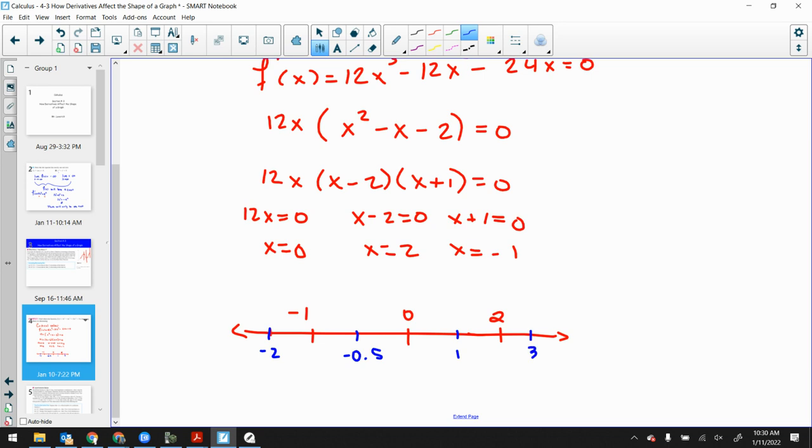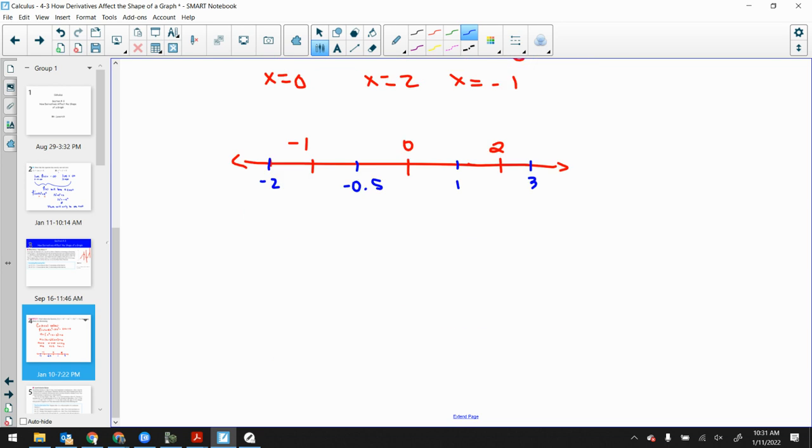Wouldn't you agree that any point in between negative 1 and 0 is going to have the same sign, whether it's positive or negative? If I pick negative 0.5 and it comes out positive, then every single point in between negative 1 and 0 should still be positive. If I pick a number between 0 and 2, say I pick 1, any point should be positive or negative if 1 is positive or negative. They should all have the same sign.